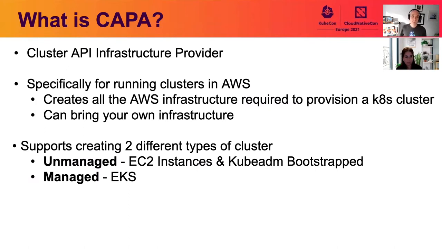So what is CAPA? First and foremost, CAPA is an infrastructure provider. What that means is it will provision the AWS infrastructure that is required to run a Kubernetes cluster within AWS. It provisions the infrastructure in an opinionated way, so you don't have to specify every aspect of the infrastructure. You can just let the provider take that opinionated view on what infrastructure it should create.